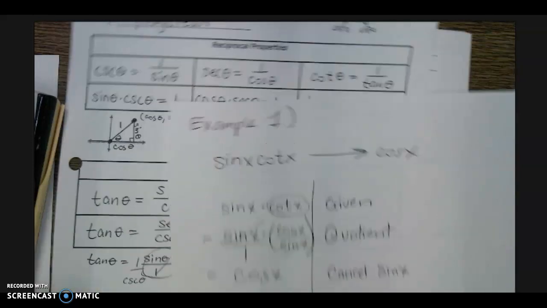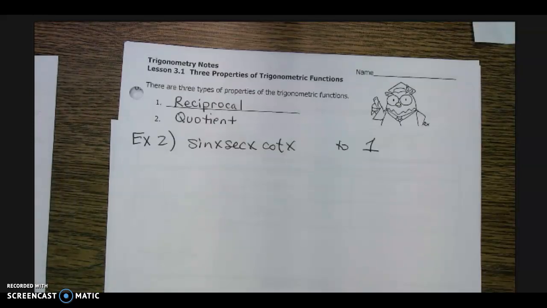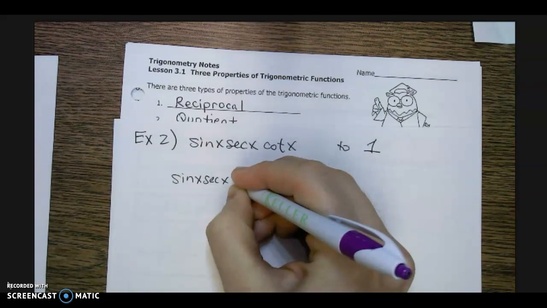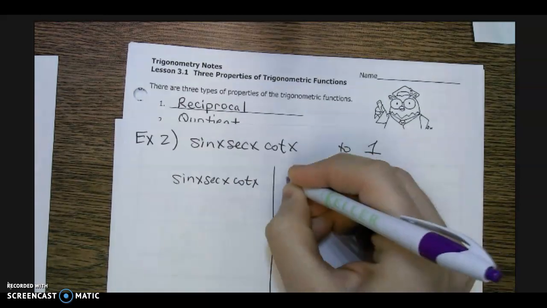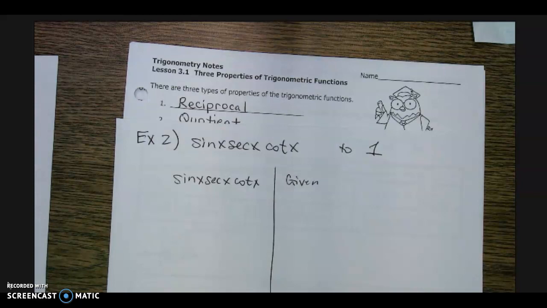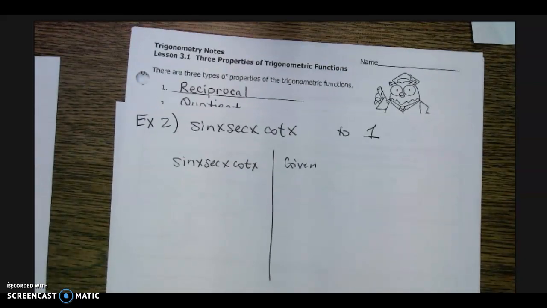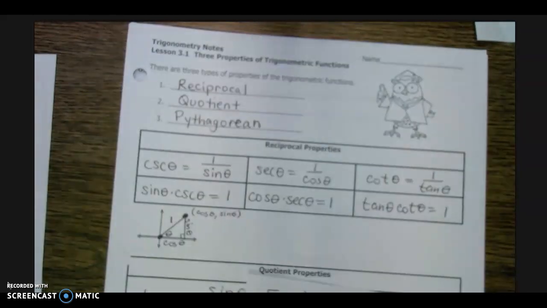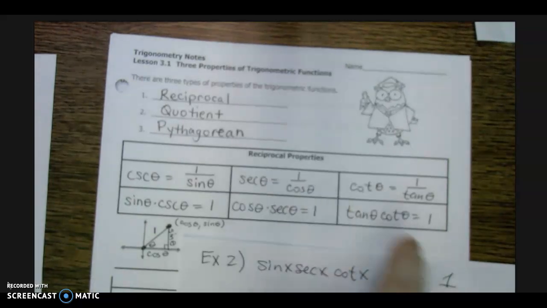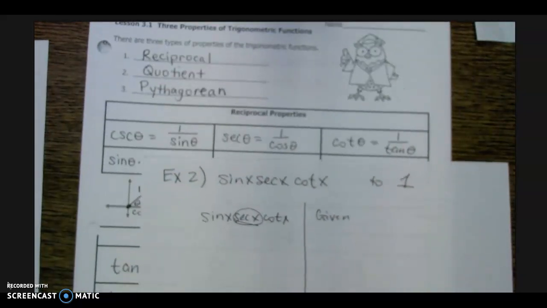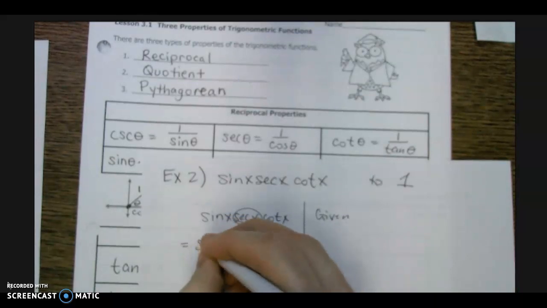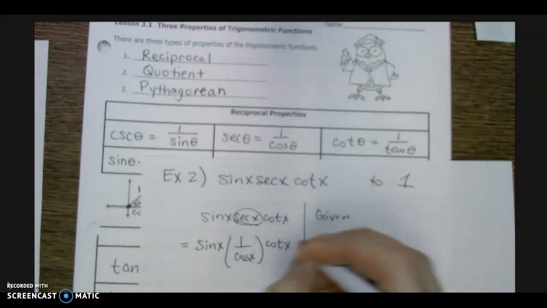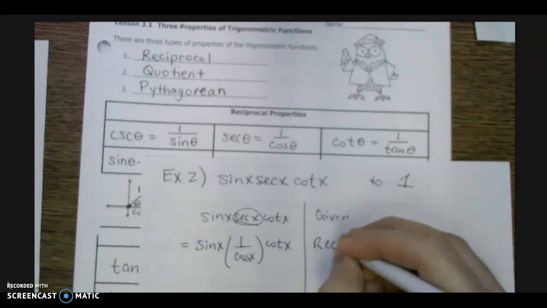Let's look at example 2. All right, so here's example 2. We're going to make a 2-column proof. So we're going to start with sine x, secant x times cotangent x, and that is given to us. And now we're going to change the secant. If we look at our reciprocal properties, secant is 1 over cosine. So I'm going to go ahead and substitute in 1 over cosine for that. And so I just used a reciprocal property. I'm going to say that.